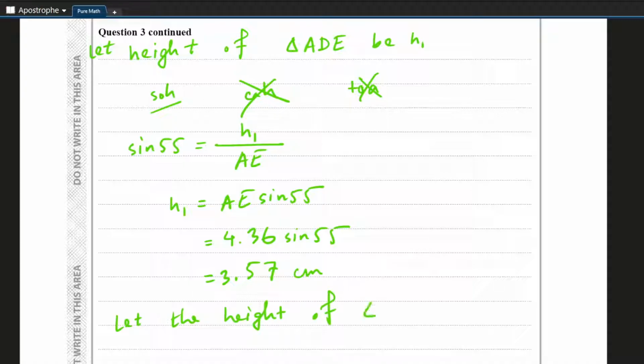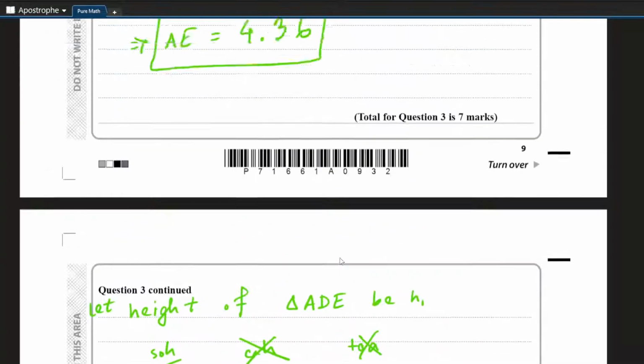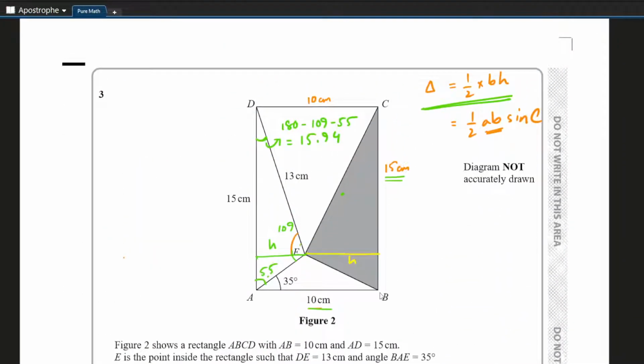Now let the height of triangle ABE, I think, sorry, is it ABE? No, sorry, BCE.